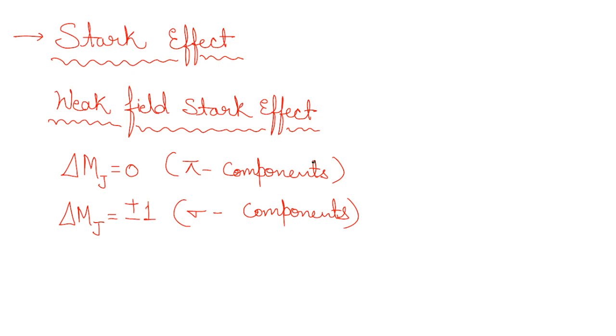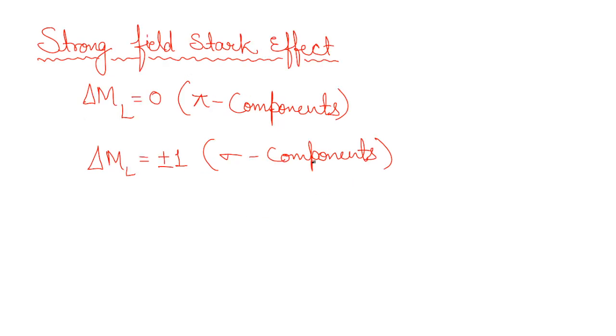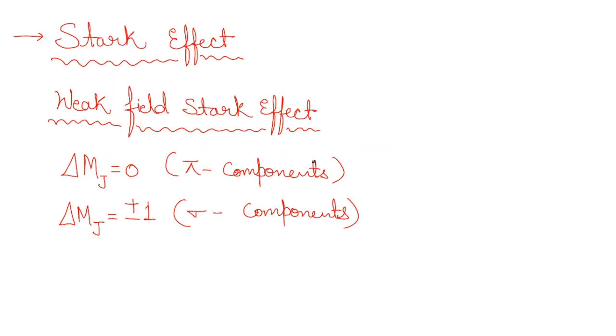Next one, Stark effect. If I'm going to talk about the Stark effect, here we will have two effects. One is the weak field Stark effect and the other one is the strong field Stark effect. If I'm going to talk about the weak field Stark effect, in this case delta mj is equal to 0 and plus minus 1 both are the selection rules, or you can write it in general, delta mj is equal to 0, plus minus 1 by putting a comma in between. So delta mj is equal to 0 will give you the pi components, delta mj is equal to plus minus 1 will give you the sigma components.